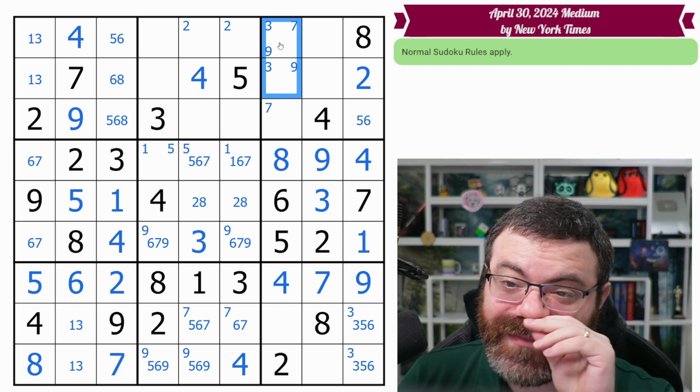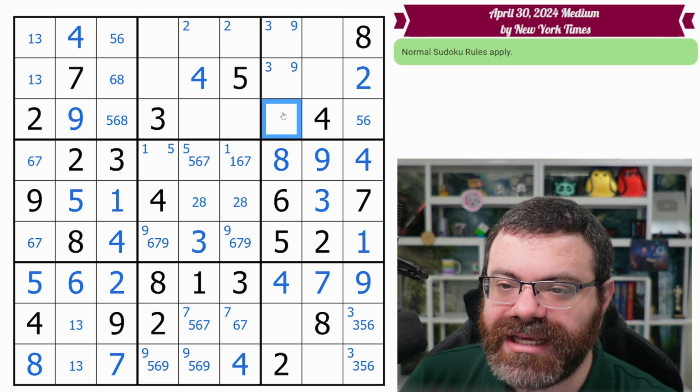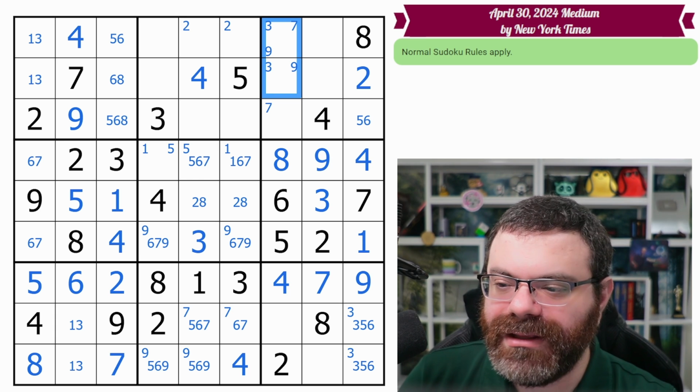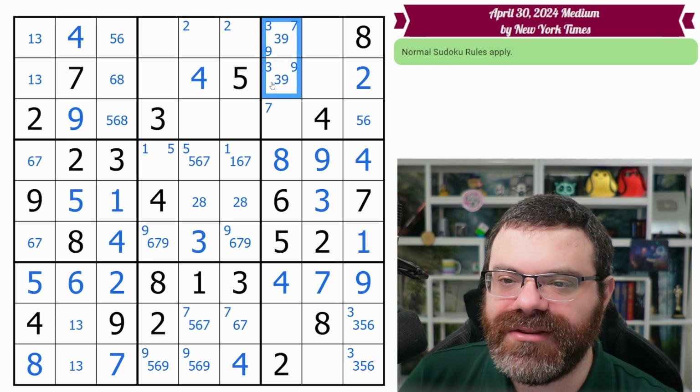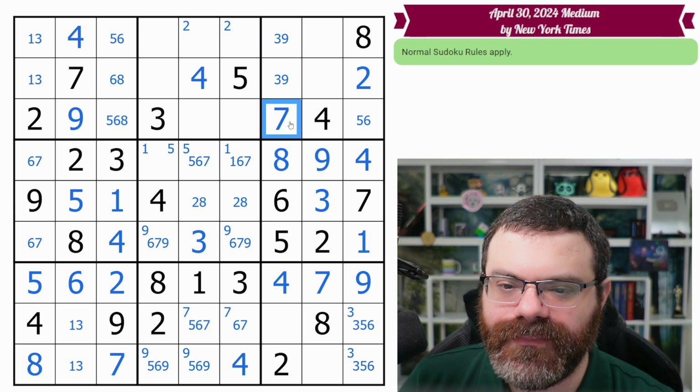Did that trigger something for you? It should have. We have a hidden 3-9 pair here. If we ignore the 7, it's a little easier to see. But I want you to get used to being able to spot that even with that 7 interfering. We can convert those to center marks. That is a hidden 3-9 pair. That means we can get rid of the 3-9 corner mark. And it also means that this 7 is actually not possible anymore, and it places the 7 here.